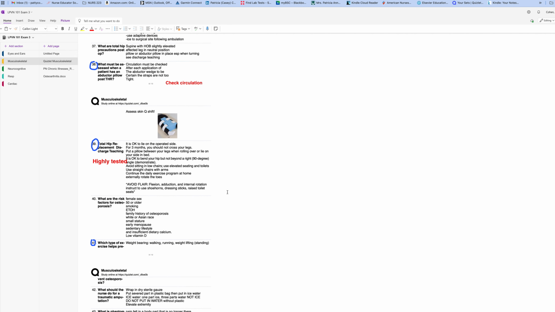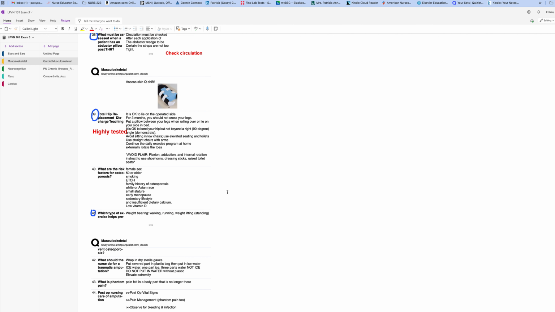So avoid FLARE. FLARE stands for flexion, all right, so that's beyond 90 degrees, right? Adduction, which means the legs close together. Internal rotation. Instruct them to use all the assistive devices they need, okay?